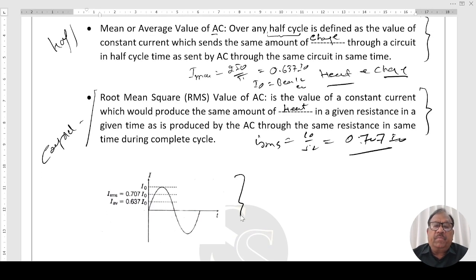The value is given here. Graph is given here. This is the sine wave. This is the peak value. This is the RMS value. One is average value. This graph is also given to you here.